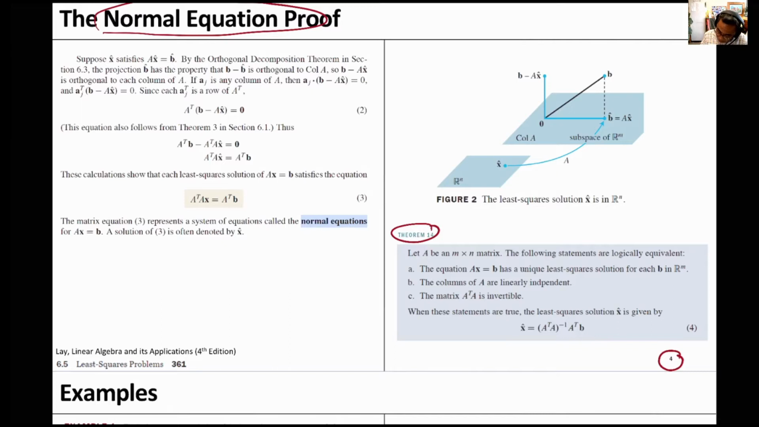In the slides, theorem number 14 states that if the columns of A are linearly independent, then A transpose A is invertible, and when A transpose A is invertible, a unique least squares solution, meaning x hat, exists and is unique. So this is the end of question number 5, 17a to 17e. Thank you.